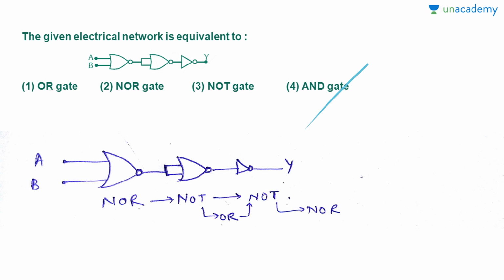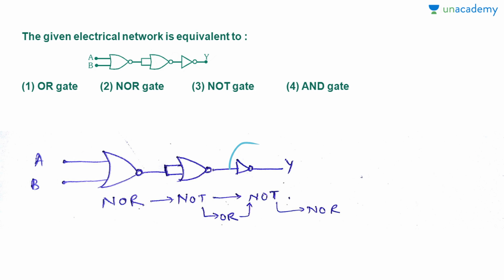Upon analysis of this given electrical network, we'll find that this is an OR gate, this is a NOT, so it will become NOR. Now this NOR gate, in the next part, has self input. So upon self input, the NOR gate becomes NOT. So up to this part, this NOT and NOT both nullify. So all we have left up to here is equivalent to OR.